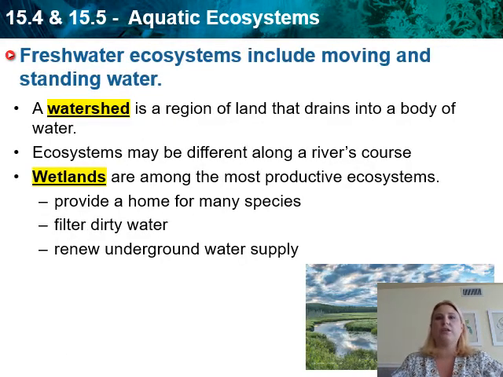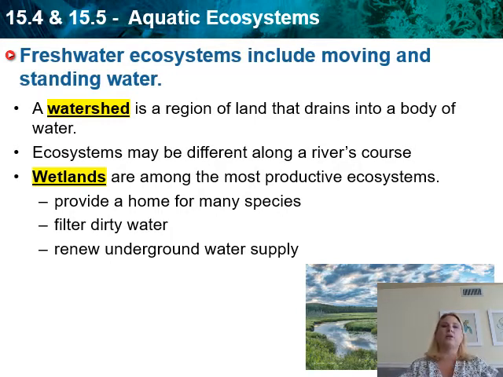Next thing, freshwater ecosystems include moving and standing water. We have a thing called a watershed. A watershed is a region of land that drains into a body of water, so you can actually see it draining out. And these ecosystems may be different along that river's course.